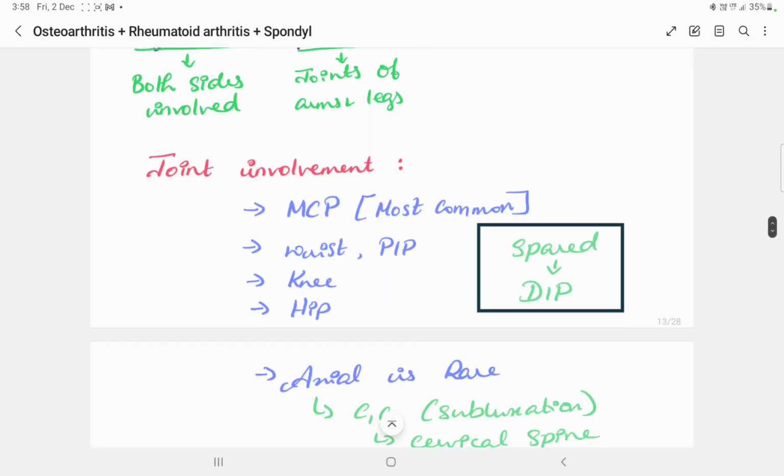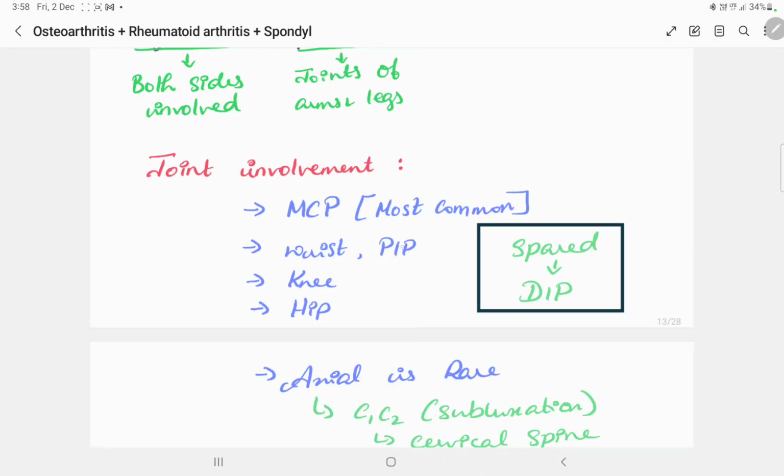Coming to joint involvement, in the previous video we had seen which joints are involved and spared in rheumatoid arthritis and osteoarthritis. Here we'll be seeing about rheumatoid arthritis. Again, we'll revise it. The MCP, metacarpophalangeal joint, is the most commonly involved joint in rheumatoid arthritis pathology. This MCP is spared in osteoarthritis. The most commonly involved joint in osteoarthritis is the distal interphalangeal joint, which is spared in rheumatoid arthritis.